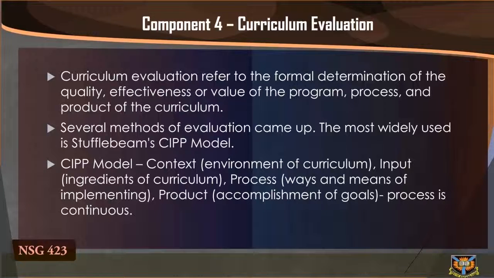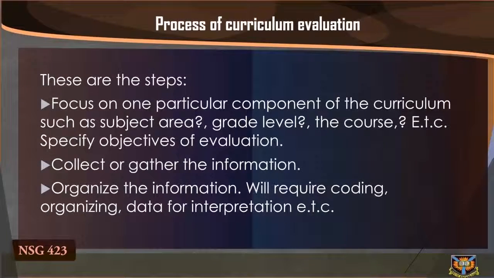CIPP model: context, environment of curriculum; inputs, ingredients of curriculum; process, ways and means of implementing; product, accomplishment of goals. Process is continuous. Regardless of the method and material, evaluation will utilize a suggested plan of action for the process of curriculum evaluation. These are the steps. Focus on one particular component of the curriculum. Will it be a subject area, the grade level, the course, or the degree program?